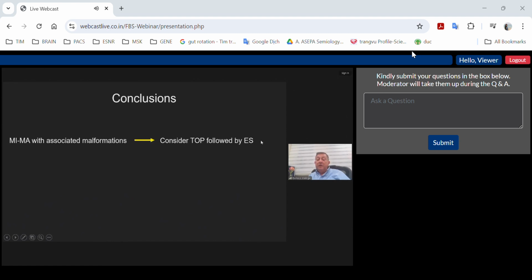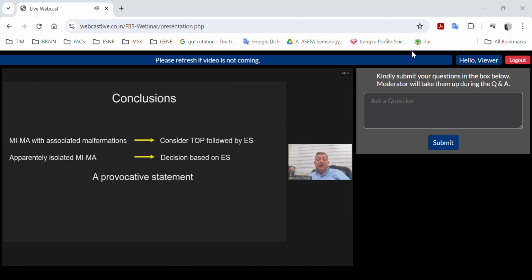So in conclusion, if you have micro or macrocephaly with associated malformations, consider termination, and you can do the exome sequencing later on. If you have an apparently isolated microcephaly or macrocephaly, the decision will be based on the exome sequencing. And a provocative statement to finish: exome sequencing for all.